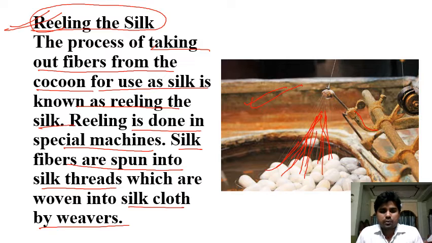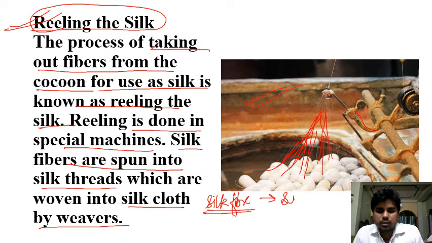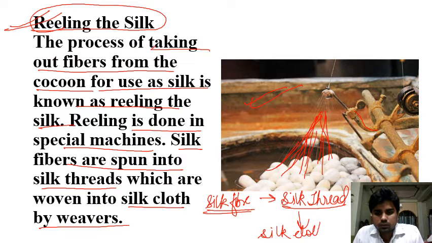Clear? So first of all, silk fibers are made and from the fibers they form silk thread. And from the silk thread they are woven into silk cloth. So this complete process of taking out the silk from the cocoon is known as reeling the silk. Is it clear to everyone?